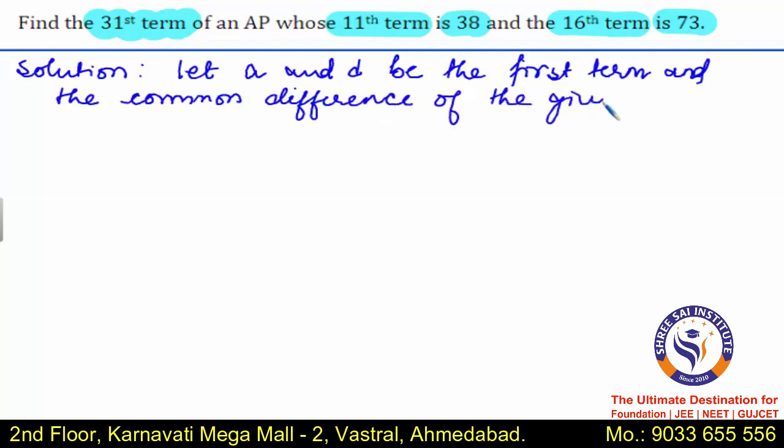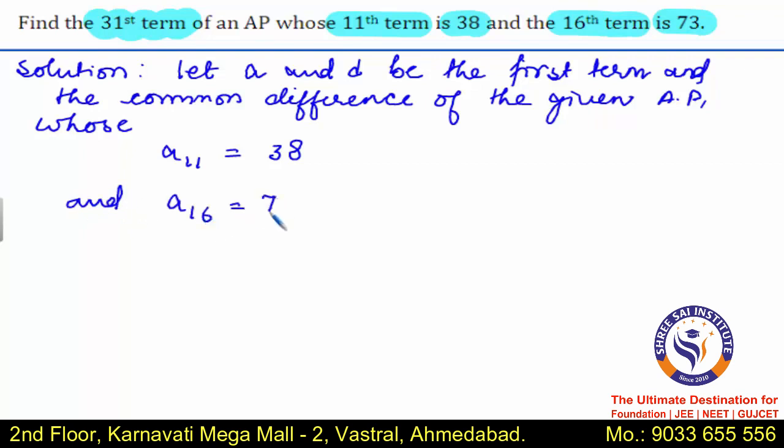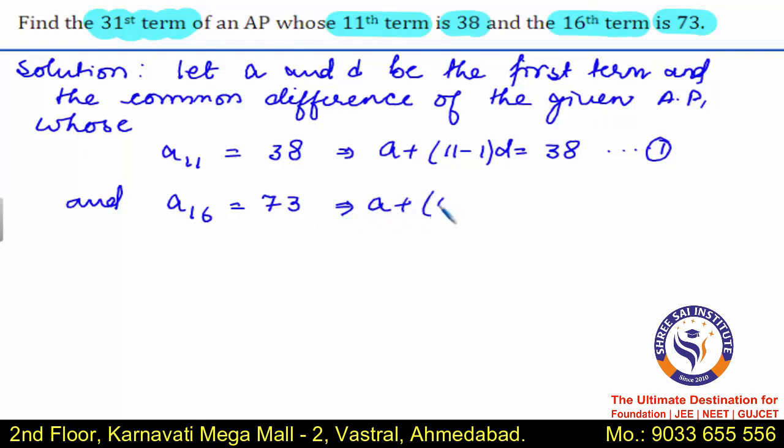of the given AP, whose 11th term is 38 and 16th term is 73. This implies that A plus 11 minus 1 into D is equal to 38. Let us denote this by equation 1, and 16th term is 73 implies A plus 16 minus 1 into D is equal to 73. Let us denote this by equation 2.